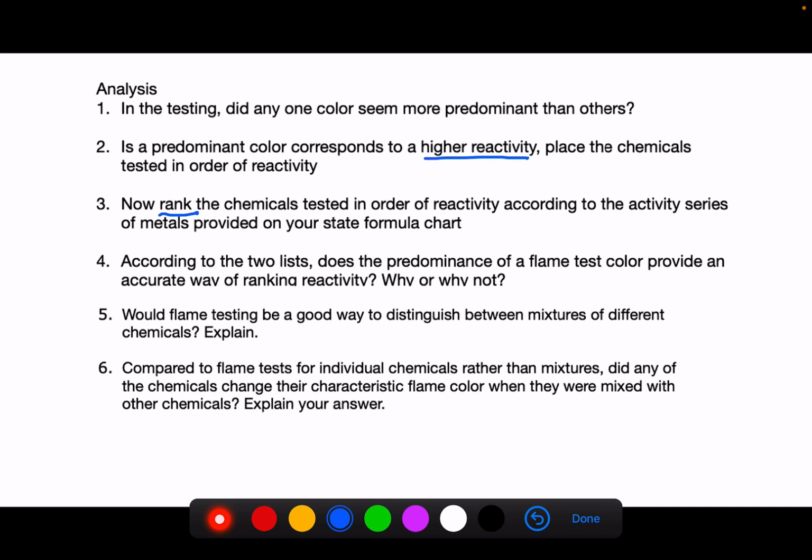Question number 6, compare flame tests of individual chemicals to mixtures. Did any of the chemicals change their characteristics or flame color when they were mixed with other chemicals? So you did the flame test before, you did the flame test after. Was there any difference between those two, or were they the same?